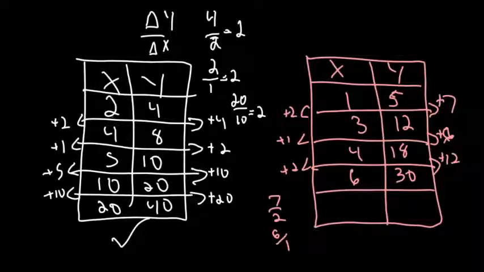And 6 over 1 does not equal 7 over 2. So this is not proportional because my slope is not the same. And they're not going to form a line. If your slope isn't the same, it's not going to form a line, which makes it not proportional.